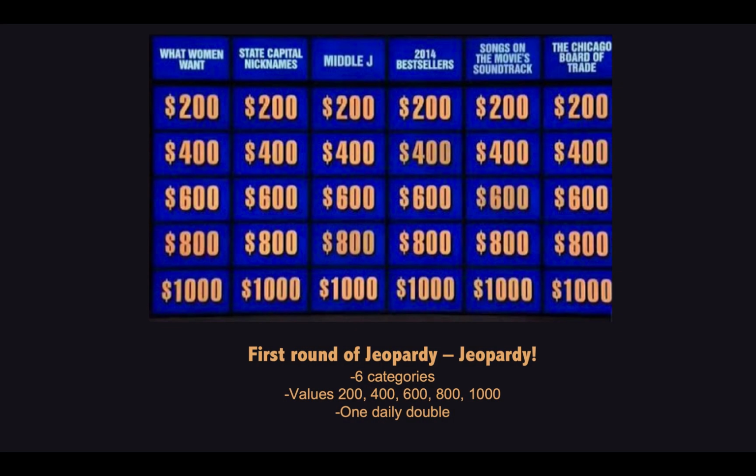I wanted to tell you a little bit about the rules of Jeopardy for those of you that have never seen it before. The first round of Jeopardy is called the Jeopardy Round, and in this round there are 6 categories, and the values for each question are 200, 400, 600, 800, and 1000. So each question in that category has to do with that topic.